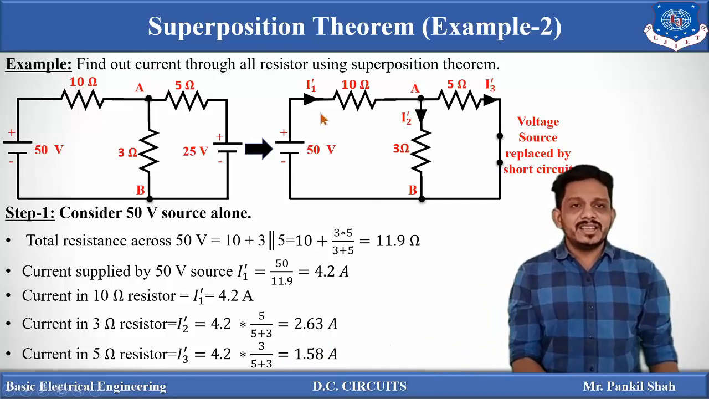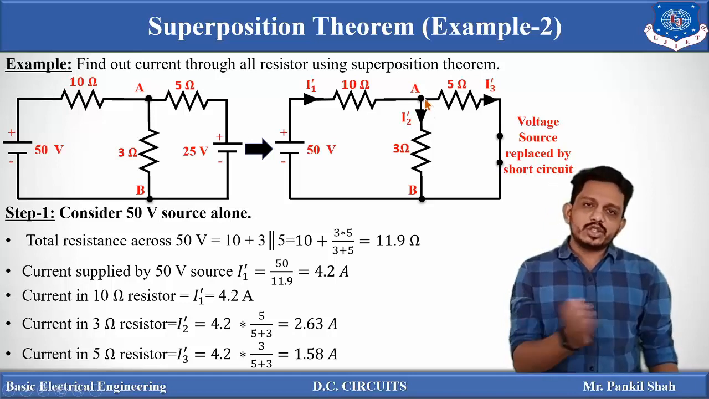So in this case, we have obtained the current flowing through each resistor as I1, I2 and I. I1 is flowing in this direction, left to right. I2 dash is flowing from A to B, and this 5 ohm current is also left to right.